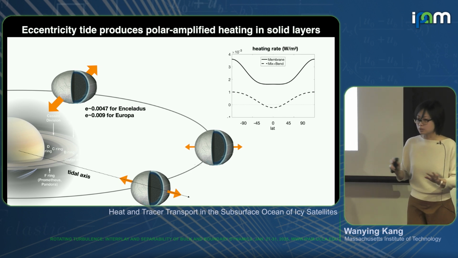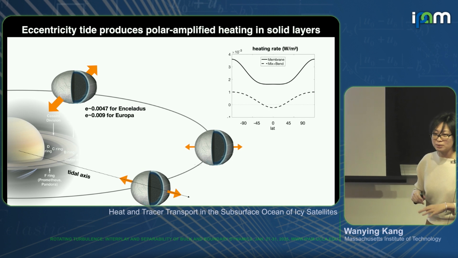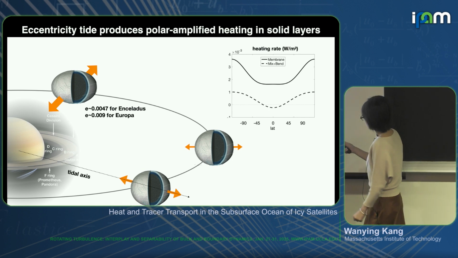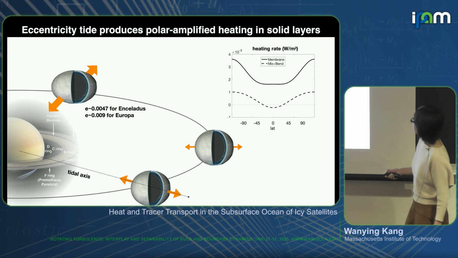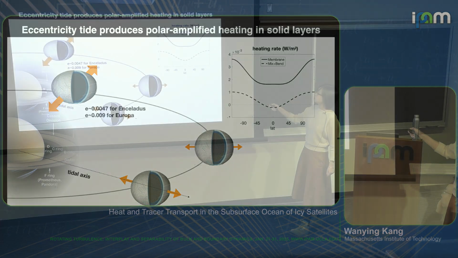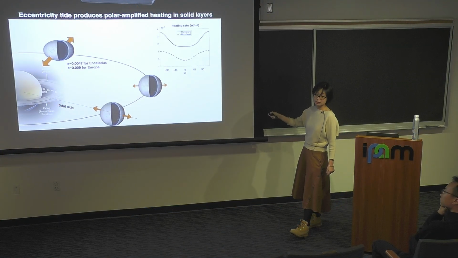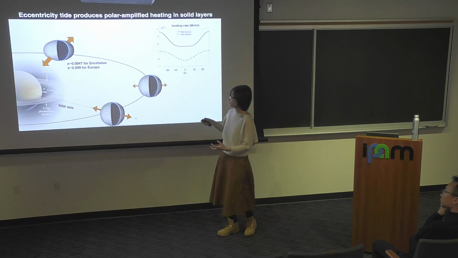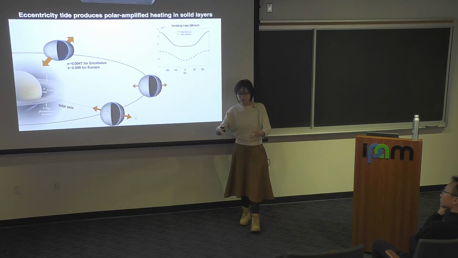But that is still something to be studied, because in the liquid layer you may have resonance. But if you have this heat production generated in the solid layers, then you will get a heating profile that is polar amplified. And this feature has to do with how the eccentric tide works.